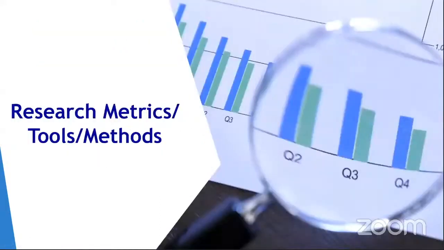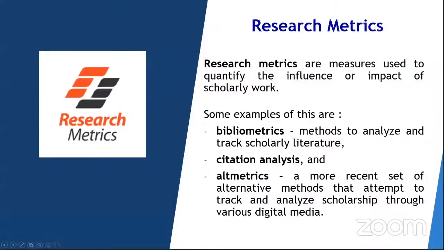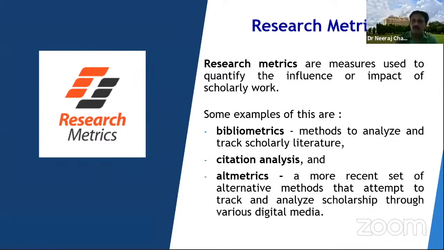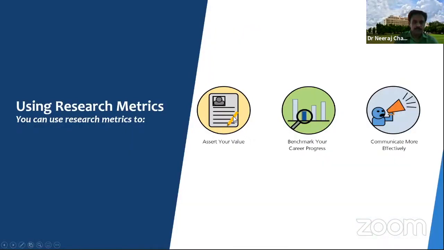So what are the research metrics or tools which are used for measuring the impact? What is a research metric? Research metrics are measures used to quantify the influence or impact of scholarly work. Some examples are bibliometrics, citation analysis, and altmetrics as well. Altmetrics is a tool which is used for getting the social impact of publications, whereas bibliometrics or citation analysis is the method to analyze and track the scholarly literature. So these are the metrics which are used for analyzing the research.